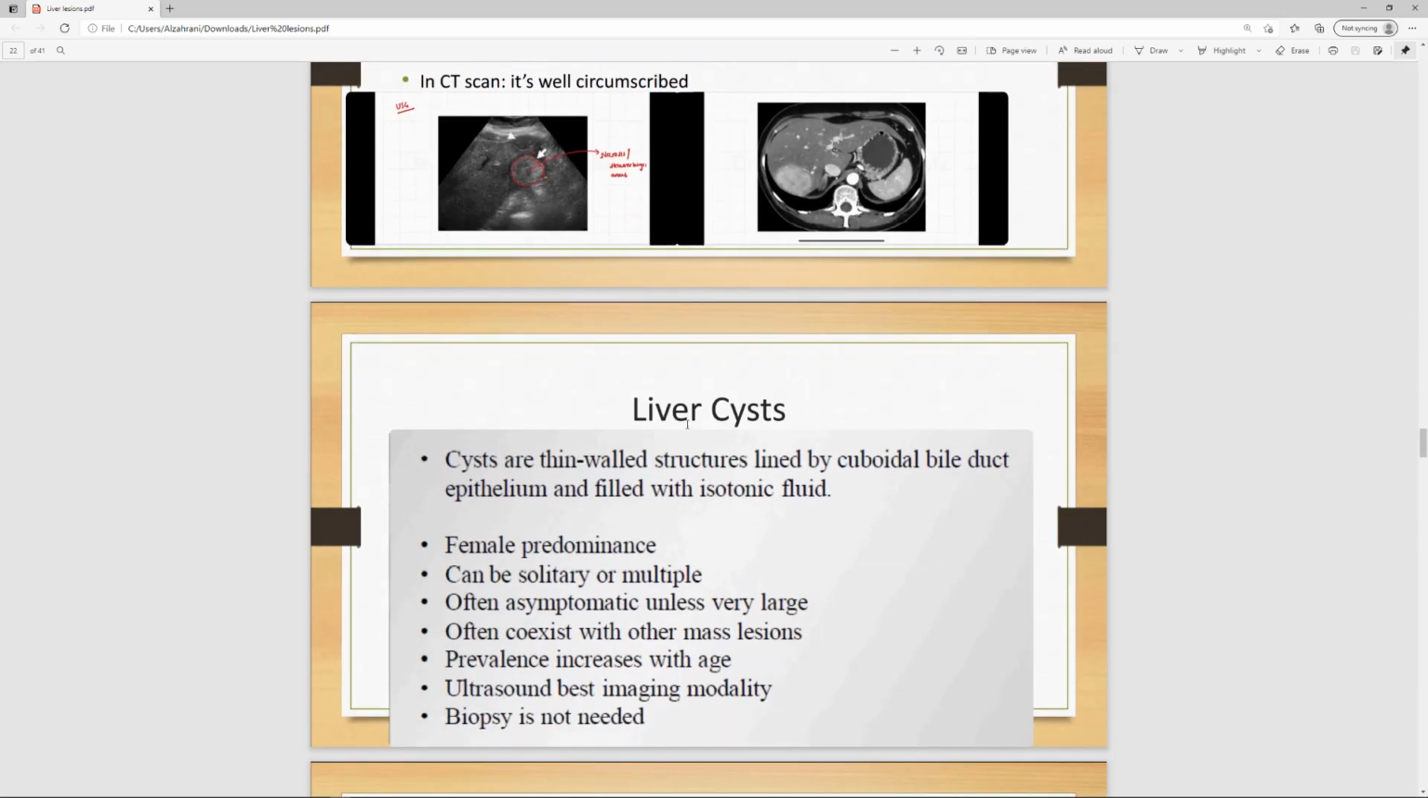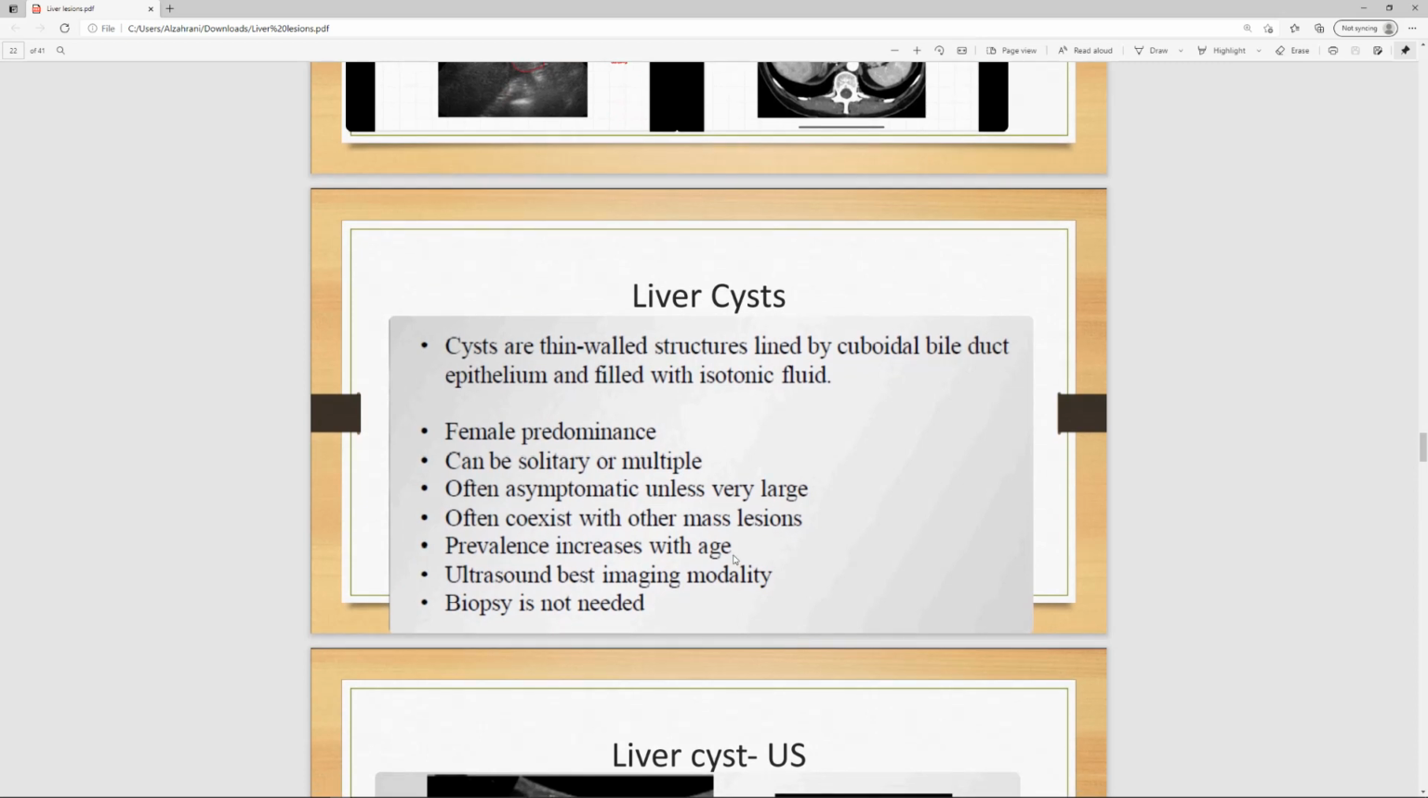ايش معنى cyst؟ cyst باختصار معناتها كيس. Cysts are thin-walled structures lined by cuboidal bile duct epithelium and filled with isotonic fluids. هي باختصار عبارة عن كيس filled with fluid. More common in females. Can be seen as one or multiple. Often asymptomatic, unless it is very large. Often coexist with other mass lesions. Prevalence increases with age, common in elderly meaning.